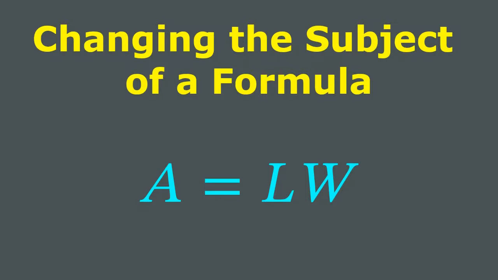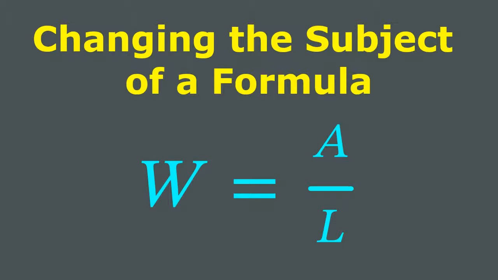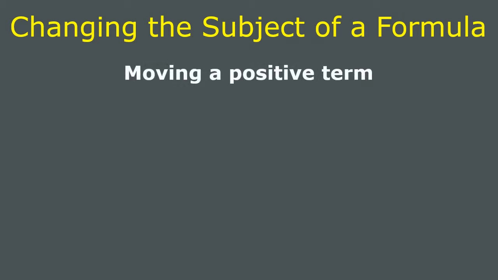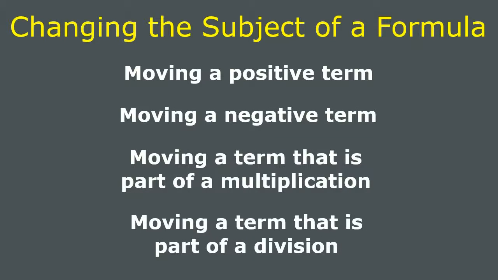Changing the subject of a formula involves moving letters or numbers, also called terms, from one side of the formula to the other, leaving a new term on its own. The way to do this depends on whether the term being moved is positive, negative, or whether it is part of a multiplication or division. When moving terms, whatever is done to one side of the formula needs to be done to the other.